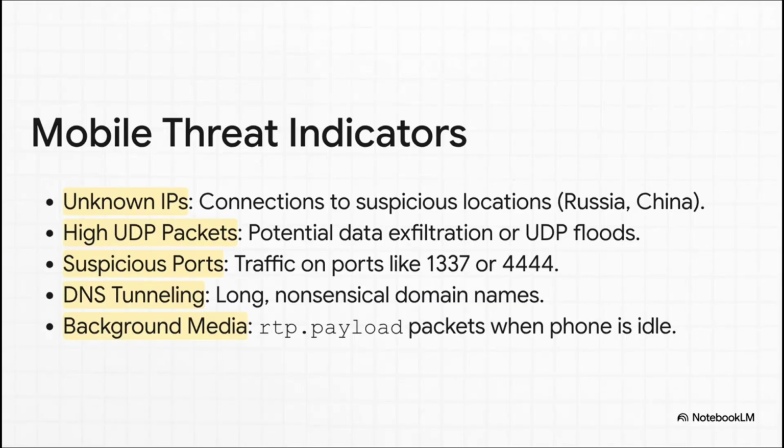Now on mobile, the indicators are pretty similar, but they're tailored to the device. You're looking for connections to IP addresses in unusual countries, or maybe a high volume of UDP packets, which can be a sign that information is being smuggled out really fast. But here's a really chilling one. Seeing media packets labeled RTP.payload when your phone is locked and should be completely idle. I mean, those are the packets that carry audio or video. That could mean something is secretly using your microphone or camera.